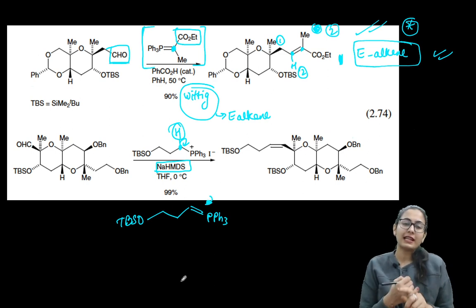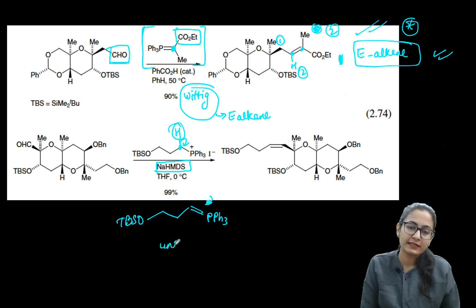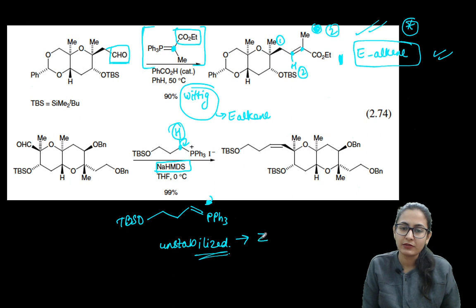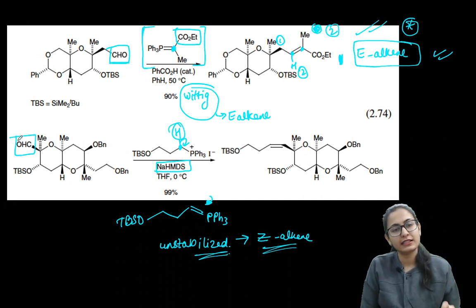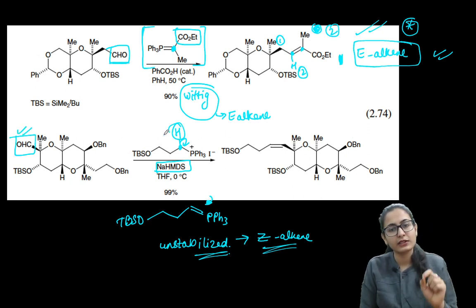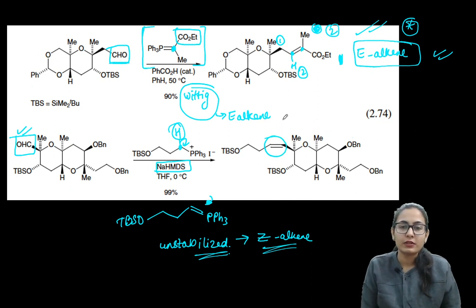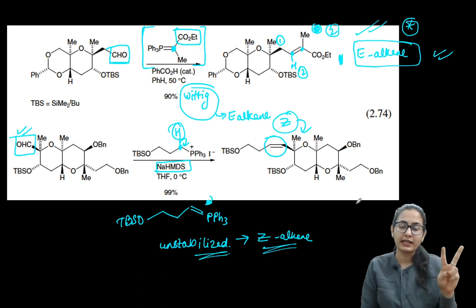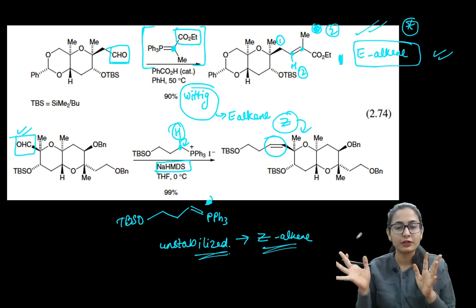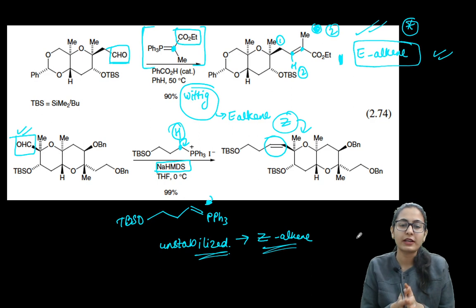Okay, so this ylide is unstabilized. Why? Because it does not have electron withdrawing group, and it would most probably give you the Z alkene, so let's check. Yes, so this is your aldehyde group over here, and the aldehyde is reacting with this ylide to give you the Z alkene. So yes, I hope that you would remember these two types of ylide in the Wittig reaction that are giving you the two major products. Okay, very well.